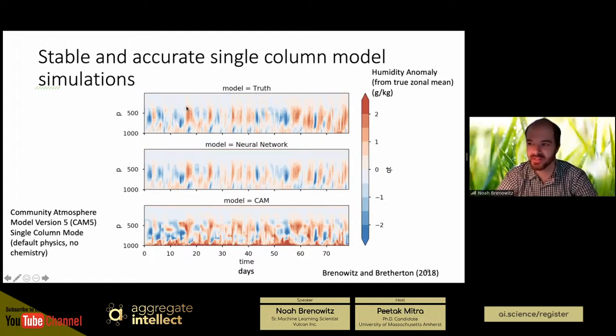So in the top panel, I'm showing time on the x-axis and pressure or height on the y-axis. And this is a humidity anomaly. So it's not necessarily important to see, but in the truth data set where it's red, it means it's become moister in the middle of the atmosphere. And if we plot the neural network's predictions starting with this initial condition, you can see that the variations look almost identical to the truth.